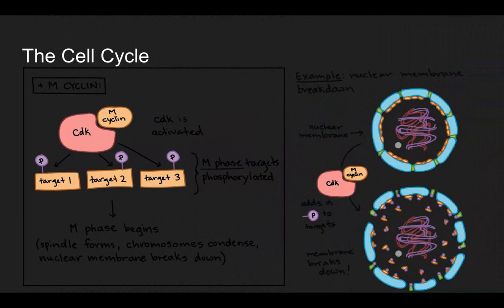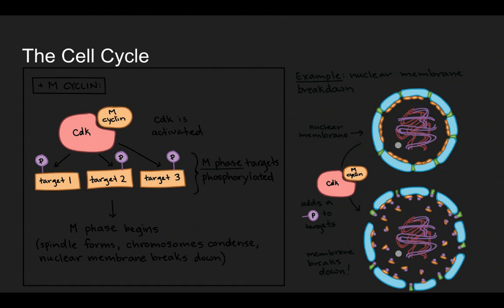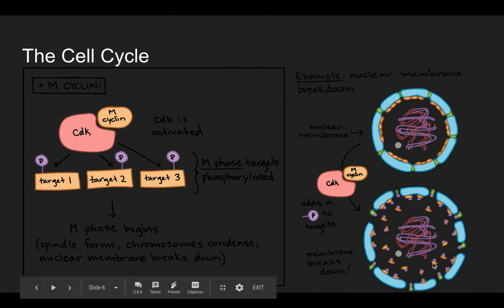Another important part of the cell cycle, or a good example of how cyclin and CDK work together, is MPF, also known as maturation promoting factor. The MPF adds phosphates to the protein targets inside the nuclear membrane, causing a breakdown of the nuclear membrane by promoting chromosome condensation, as you can see right here.